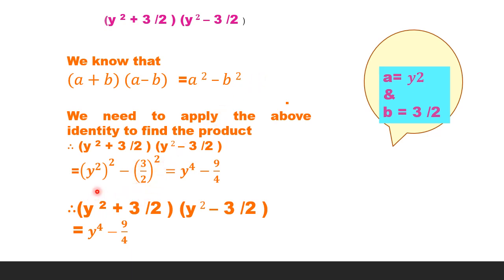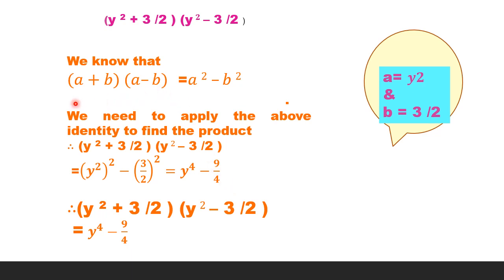If you don't use the bracket, then there are chances you will commit many mistakes. Now, what is square of a square? It is y power 4. So, y power 4 minus 3 squared is 9 and 2 squared is 4. So, minus 9 upon 4. See, so simple the answer is.